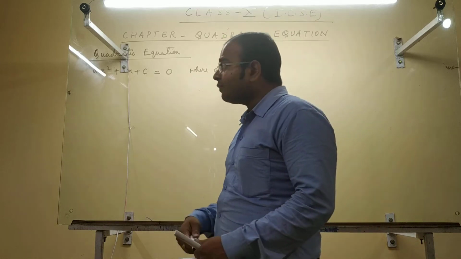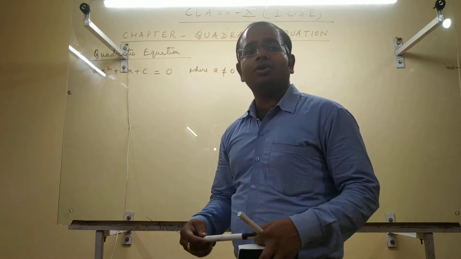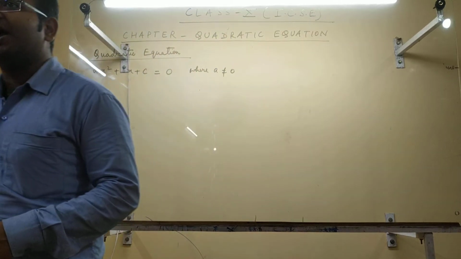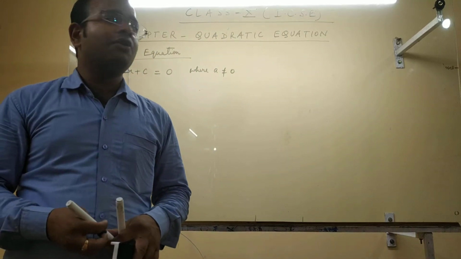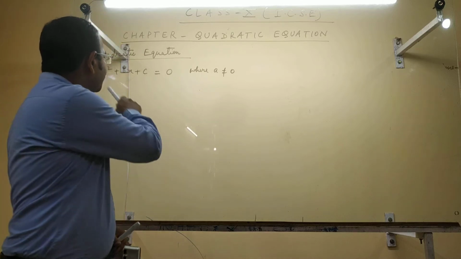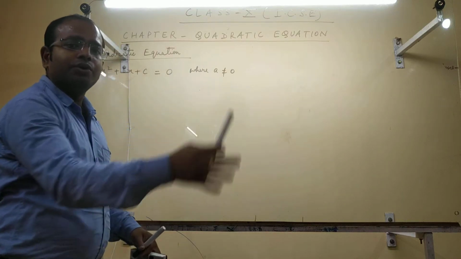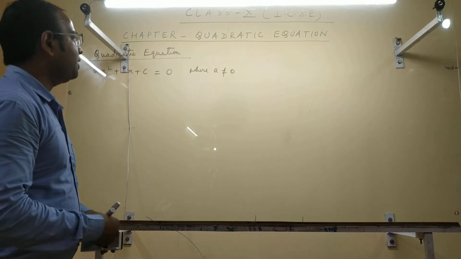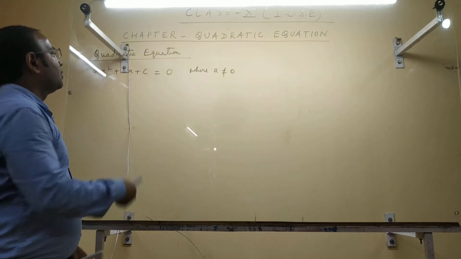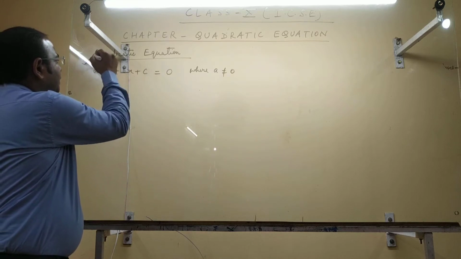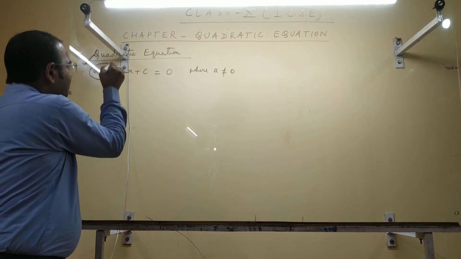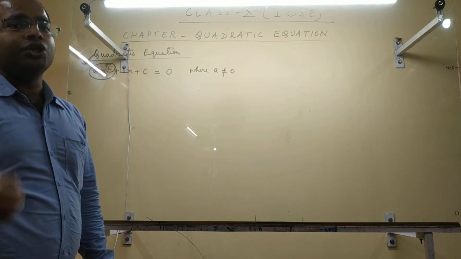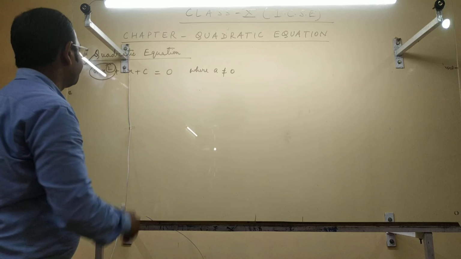What is the meaning of solution of an equation or solution of a polynomial? So, solution of x is defined as those values of x for which the entire equation is equal to 0. Those values of x are called the solution of any polynomial. So, here in the quadratic equation, the variable has highest power which is equal to 2. That's why a quadratic equation has two solutions.